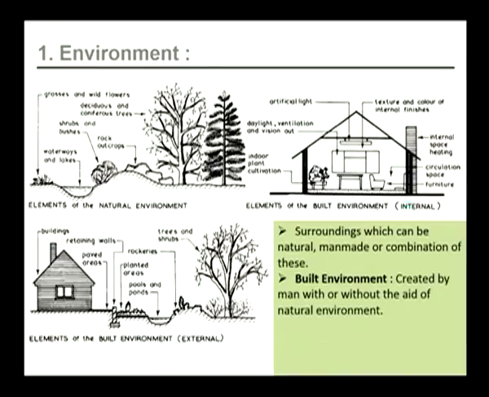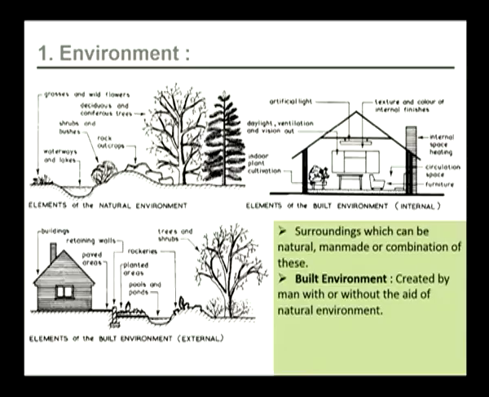Here in this illustration, we can see the elements of a natural environment. We can see the trees, we can see the shrubs, we can see the waterways. So, all these constitute the natural environment, whereas a built environment consists of daylight, ventilation mechanisms, artificial lights, textures, an envelope in which human beings reside, a circulation space, furniture for people to sit. So, all this consists of the built environment.